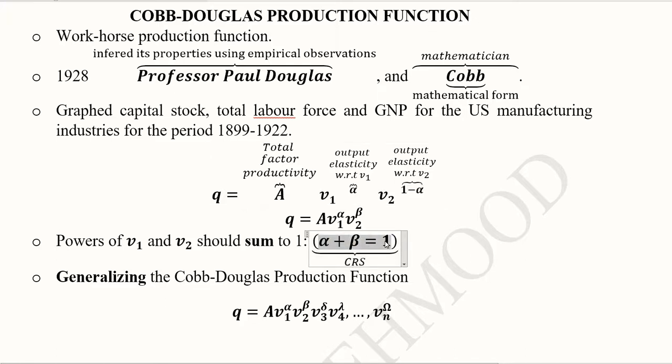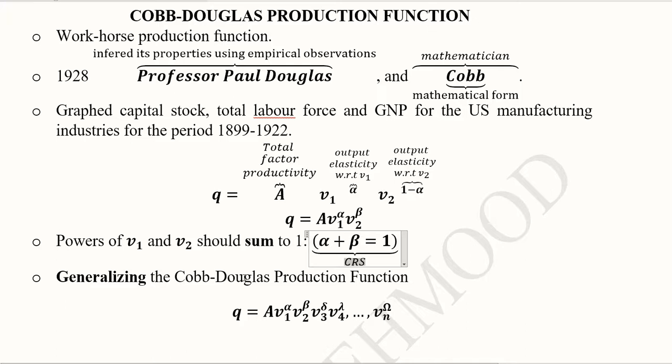is equal to 1. It has an economic meaning, and that economic meaning is constant returns to scale, because when alpha and beta, that is the powers of the factors, are summing up to 1, it means that constant returns to scale holds in this production function, which is an assumption of the Cobb-Douglas production function.